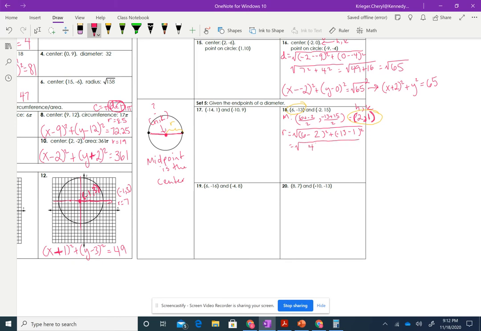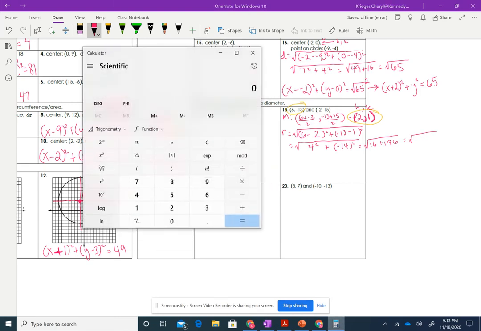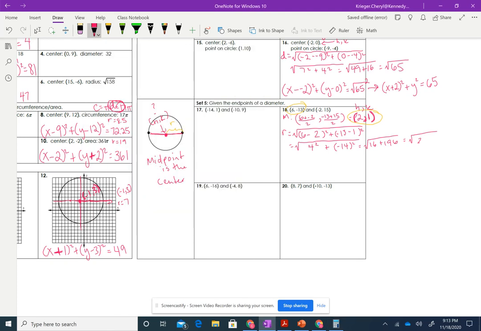6 minus 2 is 4 squared. Negative 13 minus 1 is negative 14 squared. So that is the square root of 16 plus 196, since negative 14 times negative 14 is 196. And if we add those two things, the square root of 212. So that's the distance, my radius.